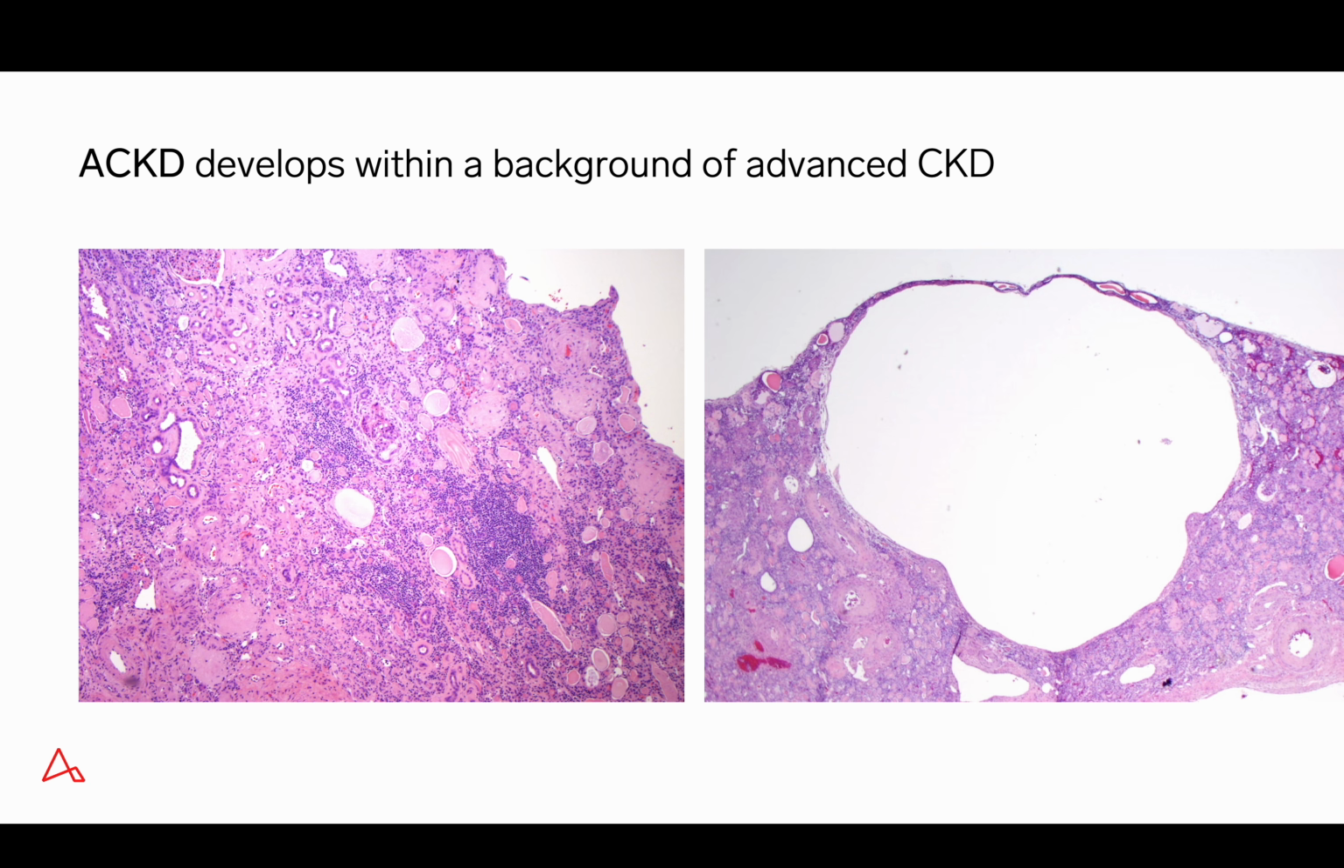Acquired cystic kidney disease, of course, develops within a background of advanced chronic kidney disease, and this is shown in these 2 cases here, where we have diffuse nephron sclerosis occurring in both cases, and then we can see portions of a cyst in the left image and a cyst in the right image, as well as a couple smaller cysts.